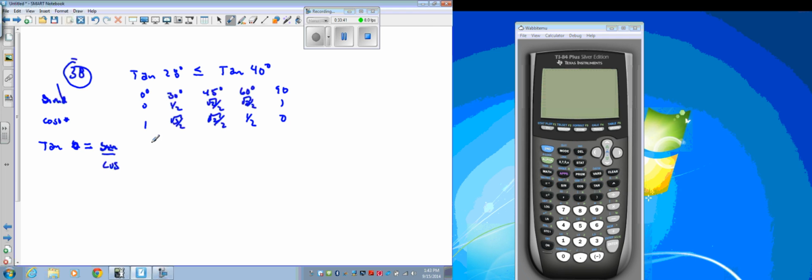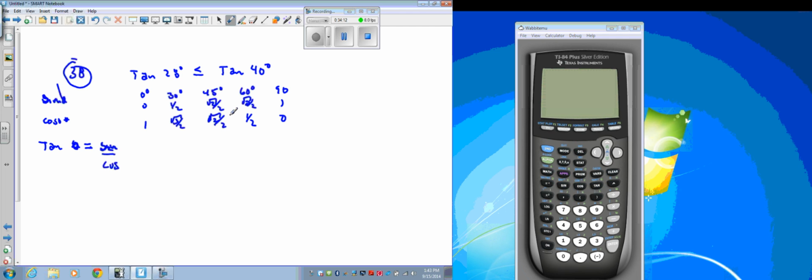Now, what is happening to tangent? Tangent is starting out with this over this, then it goes this over this, this over this, this over this, this over this. What is it getting to here? Starting out here at 0, right? 0 over 1, and it's going to 1 over 0, which is infinity, right? So the larger the angle for tangent, the larger its value, right?